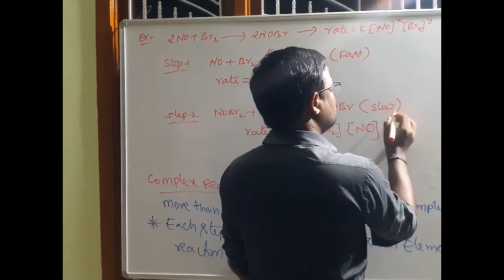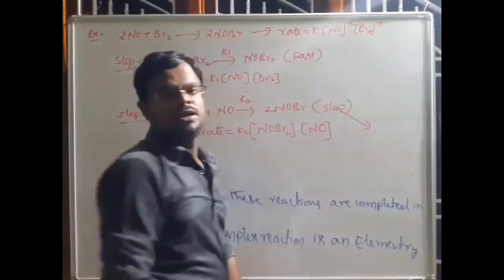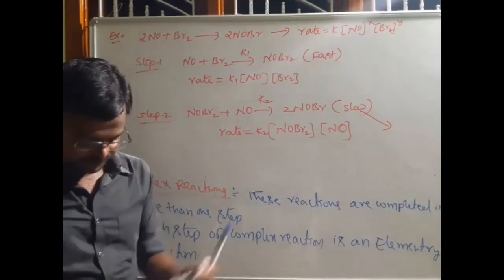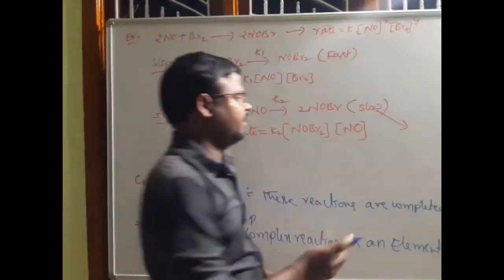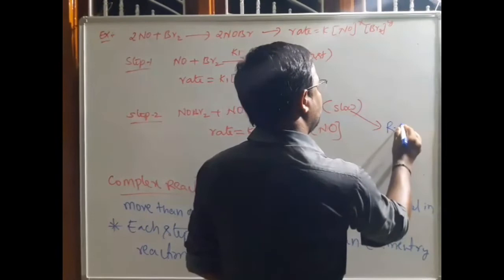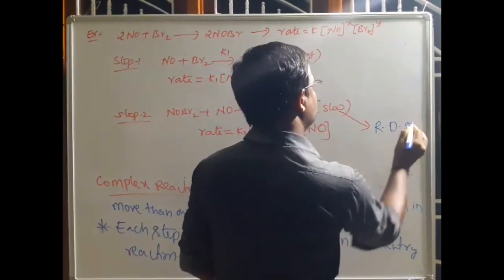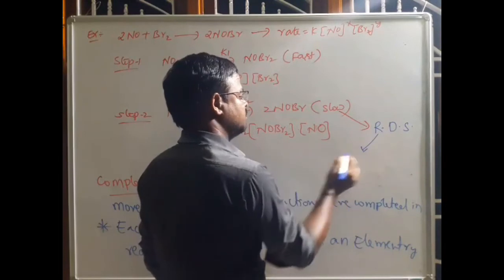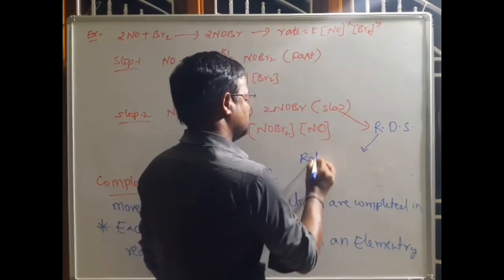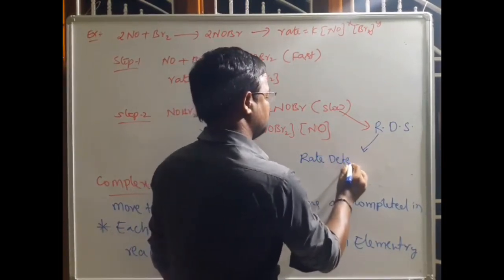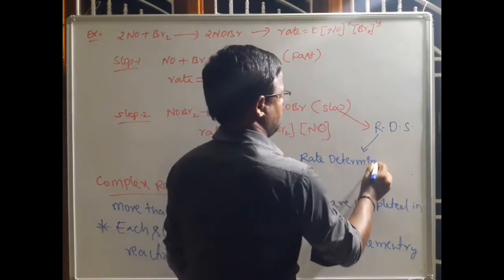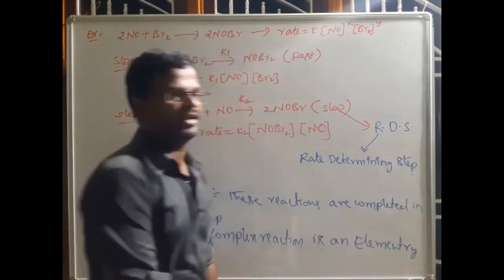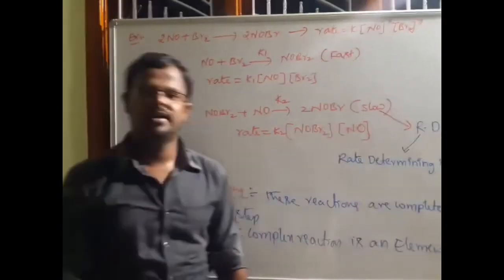Now you should know one important point. What is the slowest step of a chemical reaction? The slowest step of a chemical reaction is said to be the RDS. What is RDS? RDS means rate determining step. The slowest step of a chemical reaction is said to be the rate determining step.